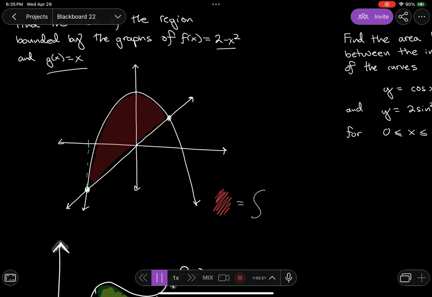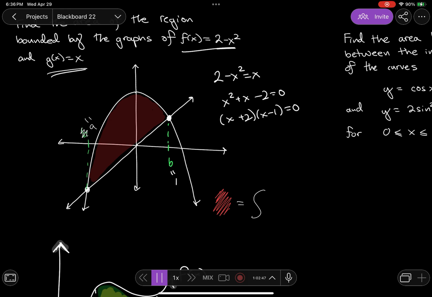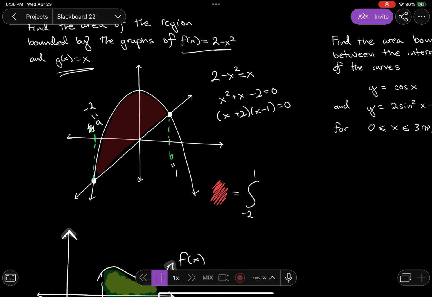Luckily, we all know algebra, easy algebra. Set these two curves equal to each other. 2 minus x squared is equal to x. That tells me that x squared plus x minus 2 is equal to 0. That tells me that x plus 2, x minus 1 is equal to 0. So that tells me that this b value is 1. What did I do? This is supposed to be a. This a value is negative 2. So I know my integral is from negative 2 to 1 of f of x minus g of x.